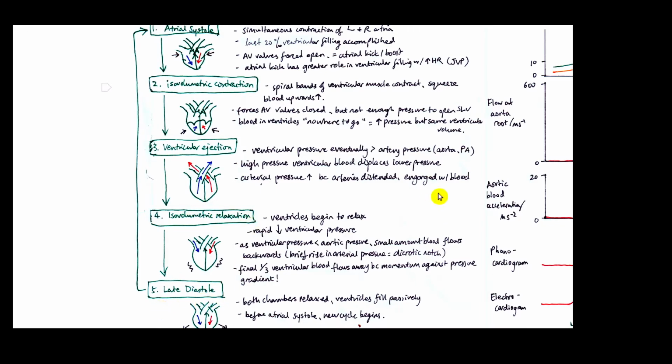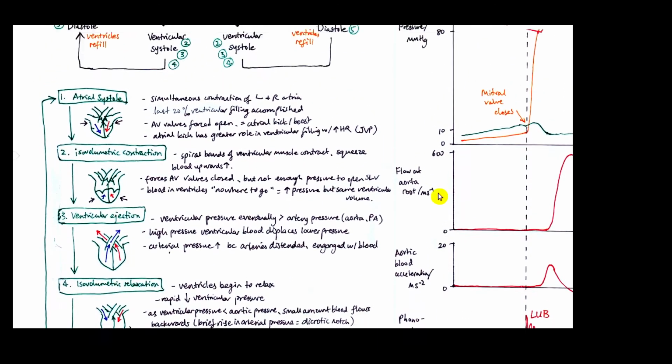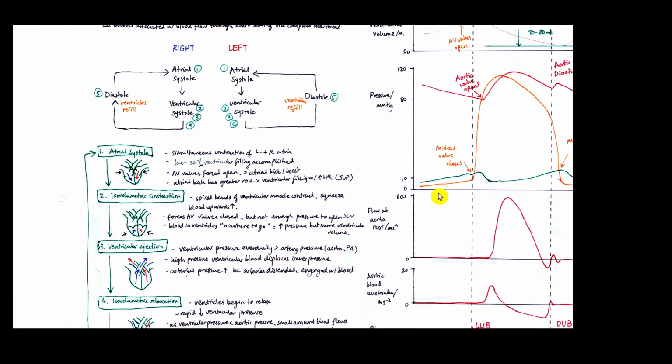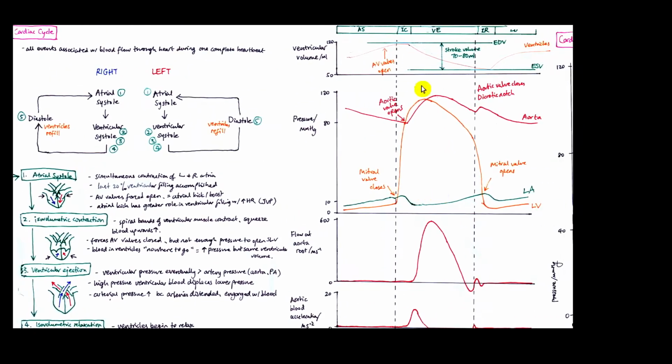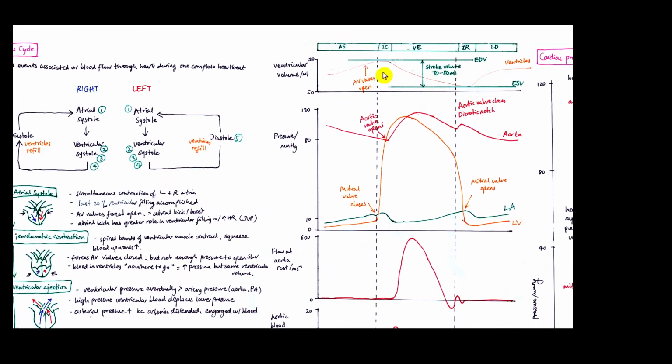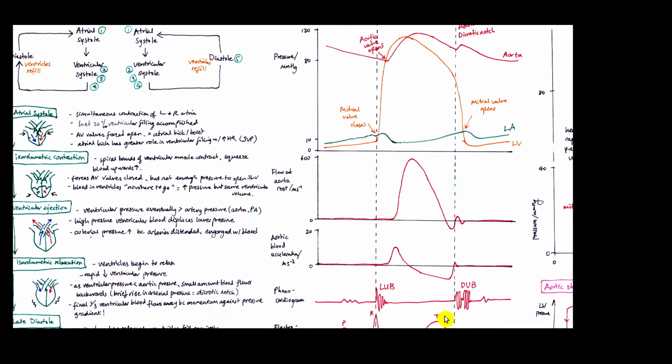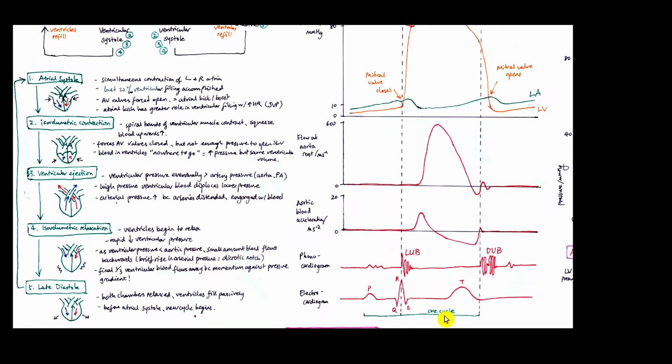then late diastole. We can illustrate these changes using a pressure time graph. We can have a look at all these 5 stages here. This is atrial systole, stage 2, stage 3, 4, and 5, corresponding to these times here for all these graphs. And we'll go through them as we go through the stages.